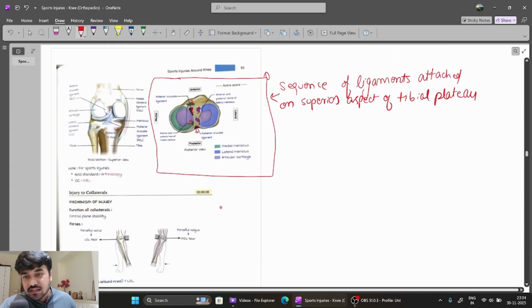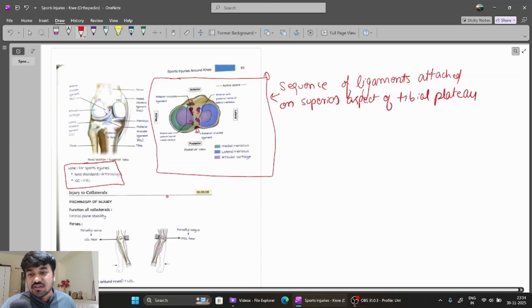Next, basically, for any sports injuries, the investigation of choice is MRI, right? So whether it's collateral injury, whether it's menisci injury, or whether it's cruciate ligament injury, the investigation of choice is MRI. Although if they ask what is the gold standard for sports injuries, then it is arthroscopy. But also one important thing to remember here is that arthroscopy can be done only for intracapsular ligament injury, right?